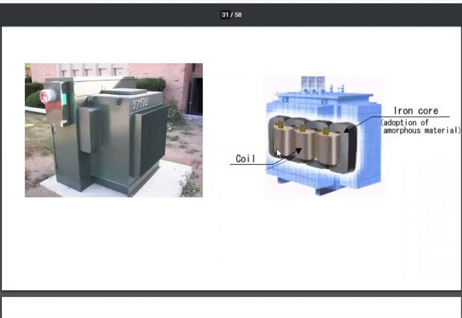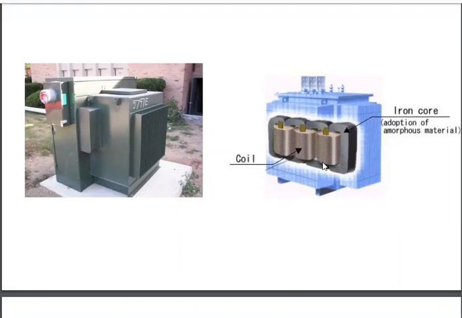This is the coil. So in a transformer, there are three wires given as output and three wires as input. So there are three coils you see here.